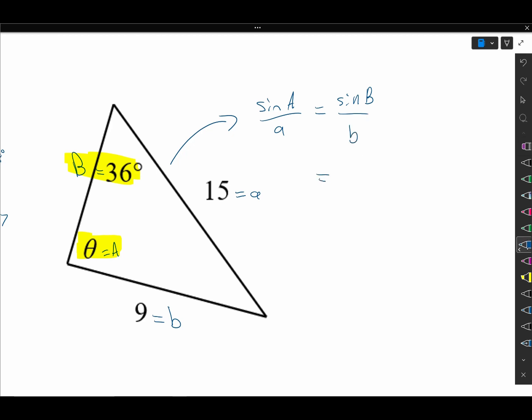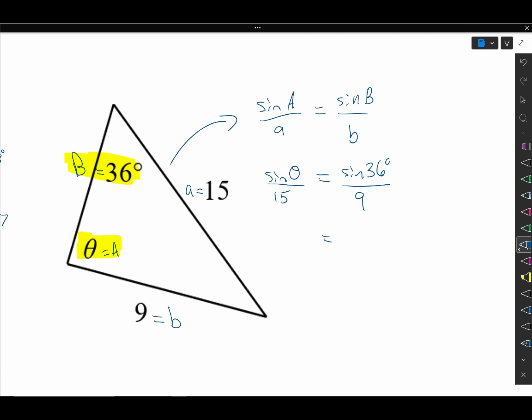So we're working with the sine of A over A is equal to the sine of B over B. Fantastic. Then we're substituting in our values. Instead of using a capital A, we're using an angle theta because that's our unknown, divided by side length A, that's 15. The sine of B, well, B is 36 degrees, and side length B is 9 units in length. What are those units? We're not sure, so we will leave them unlabeled.